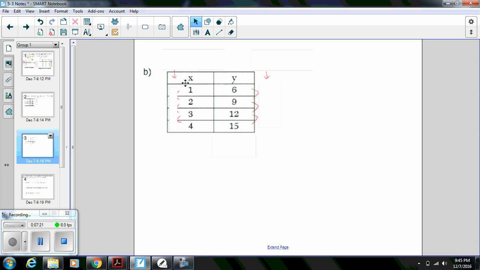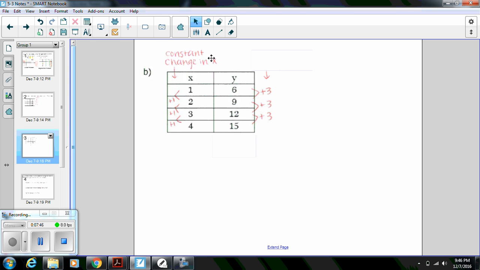Okay, so another example. We need to classify this, linear or exponential. So I'm going to look for a constant rate of change. My x values I know are constant. They're changing by ones. Now I'm looking at my y values. 6 to 9, 9 to 12, 12 to 15. I have a constant rate of change of increasing by 3 every time.